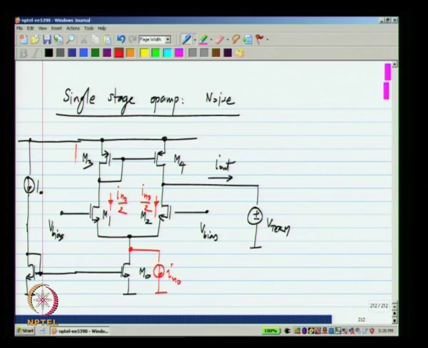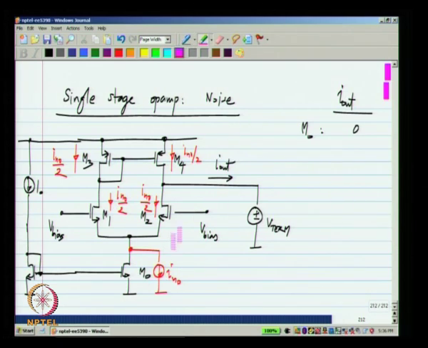Okay. Now, IN0 by 2 in M1 goes through M3 and gets mirrored in M4. So, we have IN0 by 2 and IN0 by 2 over there. So, what is I out? We have IN0 by 2 here and IN0 by 2 there. So, I out due to IN0, that is the noise current in M0, is 0.